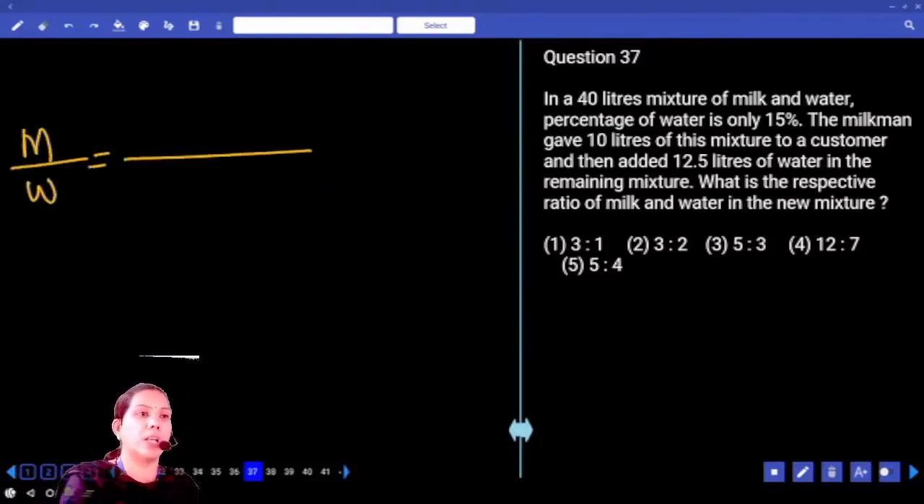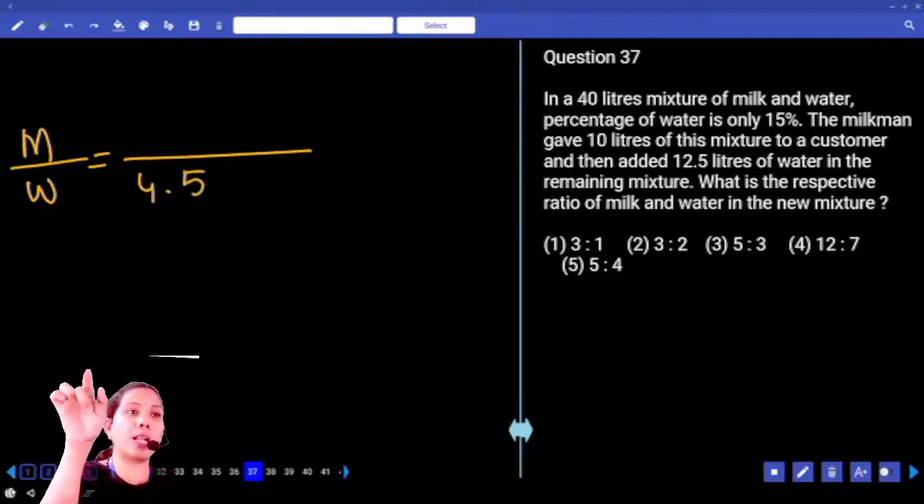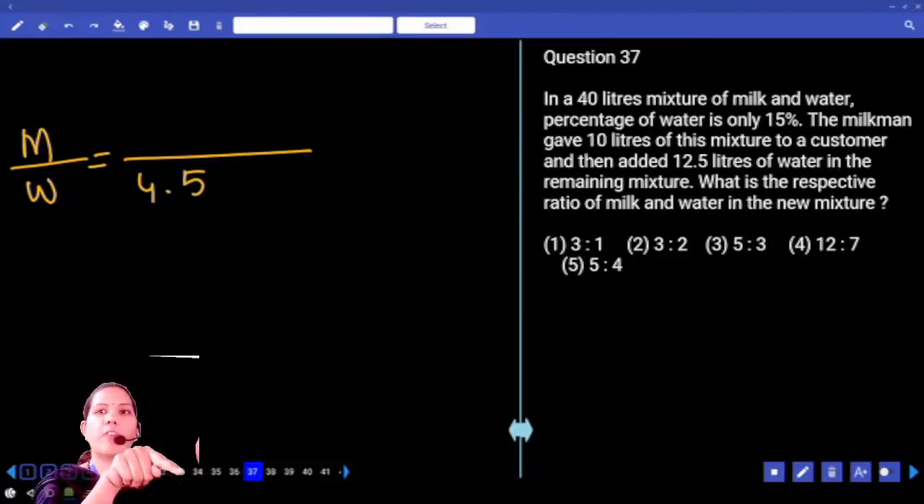Milk by water. Initially there are 40 liters of the mixture, but we draw how many liters? 10 liters. What is the present quantity of mixture? 30. In that 30, water is again how much percentage? 15%. What is 15% of 30? Very good. How many liters of water? 4.5. What is the total quantity we have present? 30. Out of 30, 4.5 is water. Then what is milk?